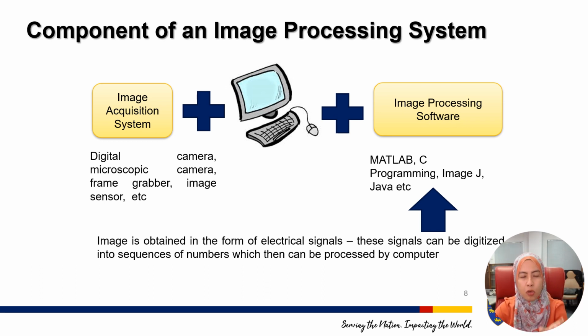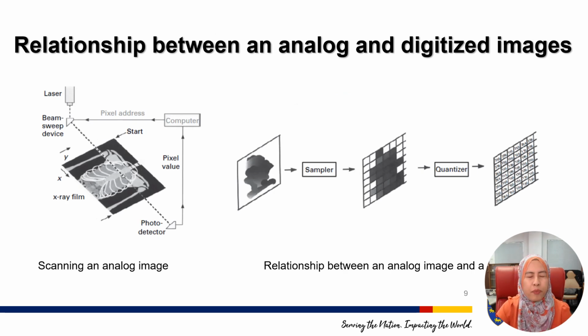Okay, so the image is obtained in the form of an electric signal, and this signal can be digitized into a sequence of numbers that can be processed by a computer, because we want to tell the computer to learn based on what we observe. Our brain and our eye are very intelligent. We can differentiate one person from another person, right? But when we want to tell the computer to act like us, we need to give information to the computer. We need to develop an algorithm so that it has that information and can be as intelligent as the human brain.